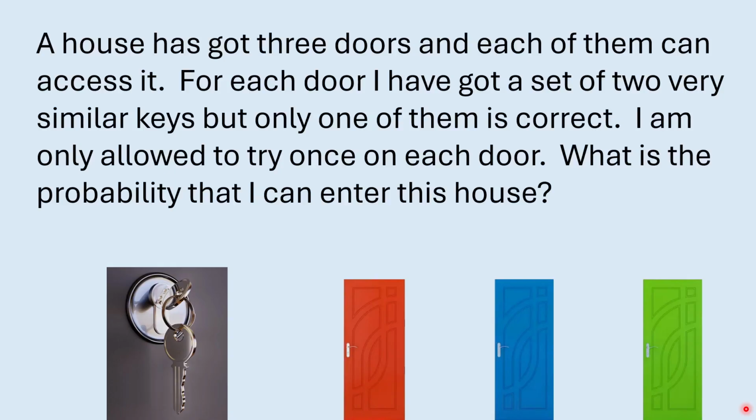And if it is not working, I have to use another set of keys, one of them is working, to try the third door. So the question is, what is the probability that I can enter this house after those attempts? You can pause the video at this point and spend as much time as you need and try to work out the correct probability, and then we come back for the answer.